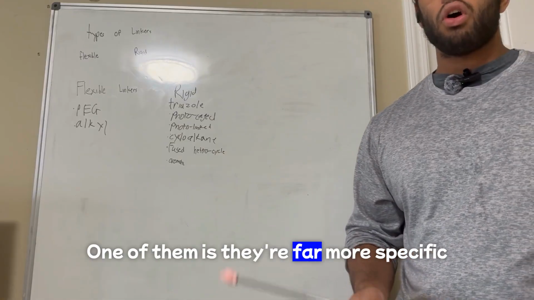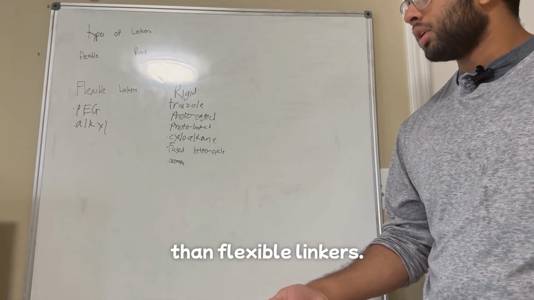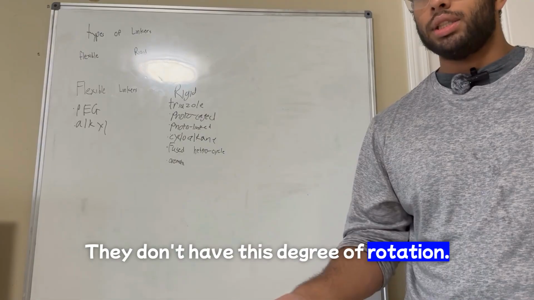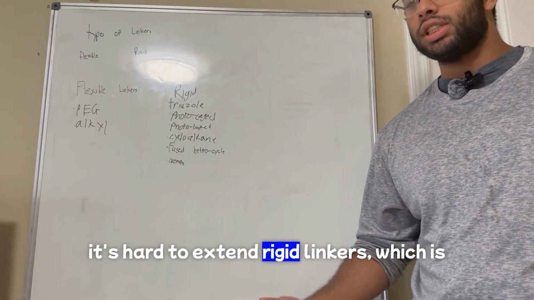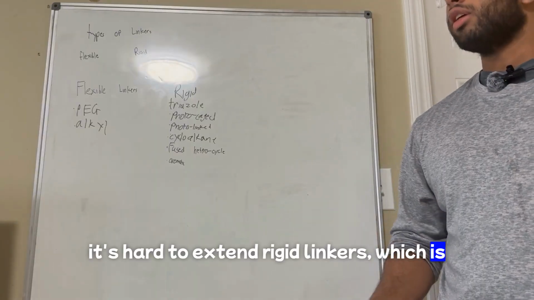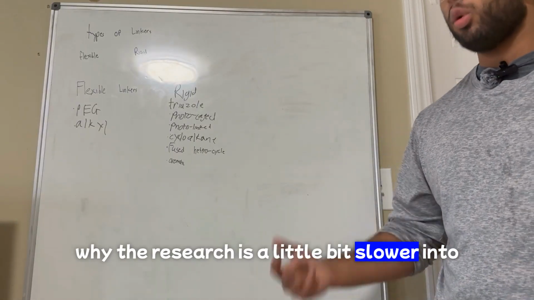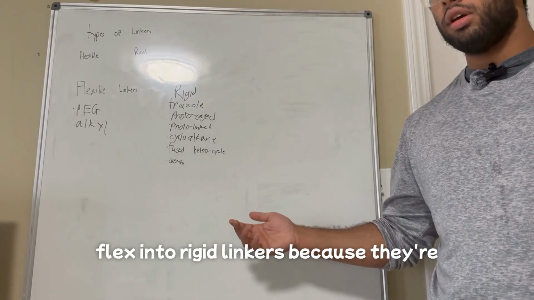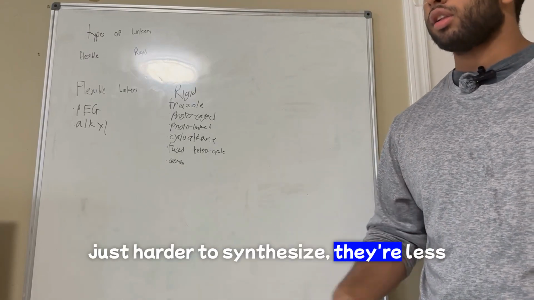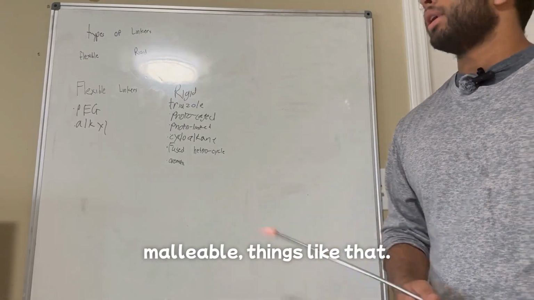One of them is that they're far more specific than flexible linkers. They don't have this degree of rotation. It's harder to extend rigid linkers, which is why the research into rigid linkers is a little bit slower, because they're just harder to synthesize, they're less malleable, things like that.